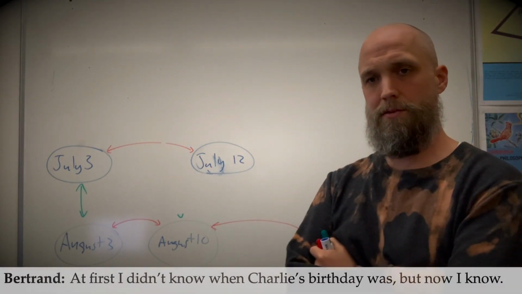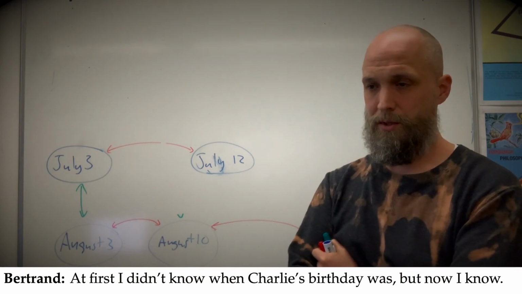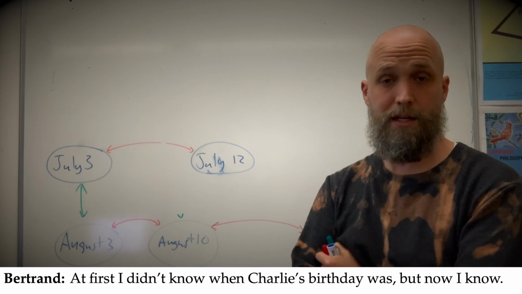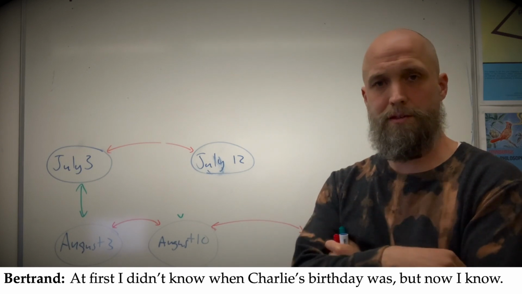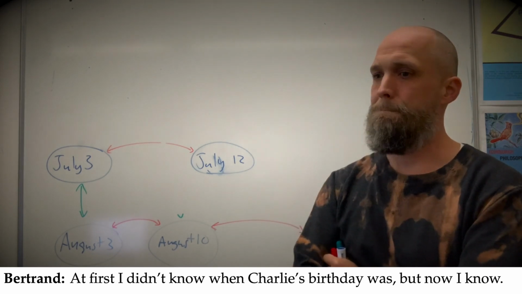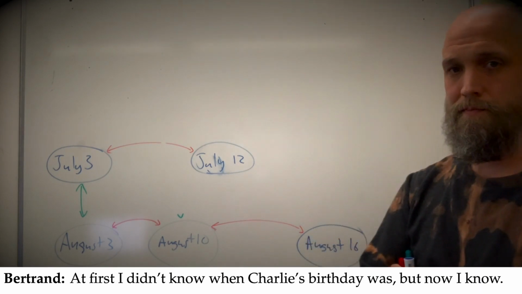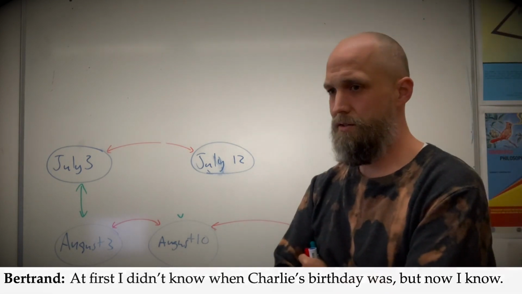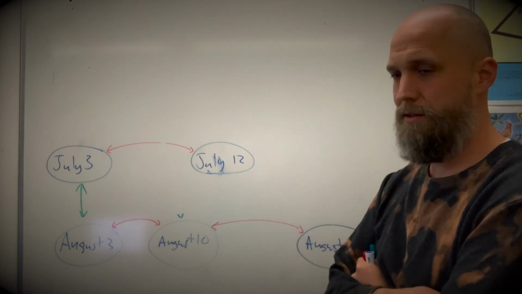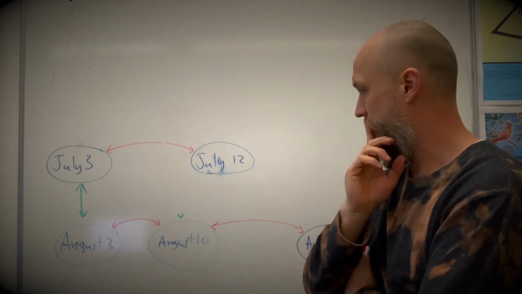And then Bertrand says, well, at first I didn't know when Charlie's birthday was. That's right, so he's agreeing with Alfred, like, yeah, at first I didn't know. But now I do know. So Bertrand is saying that he does know when her birthday is now, after that utterance. So what's going on with that?